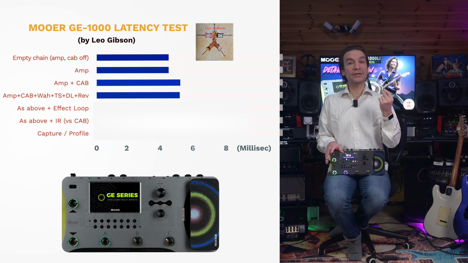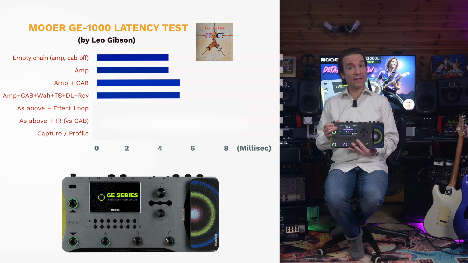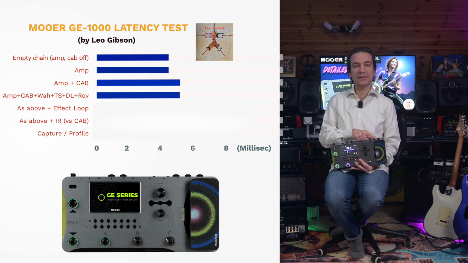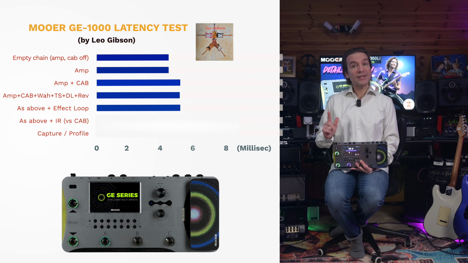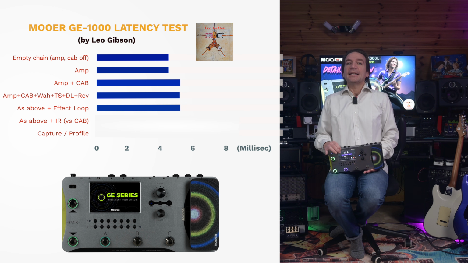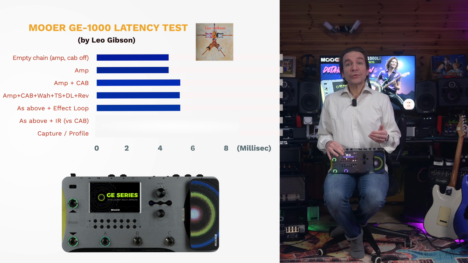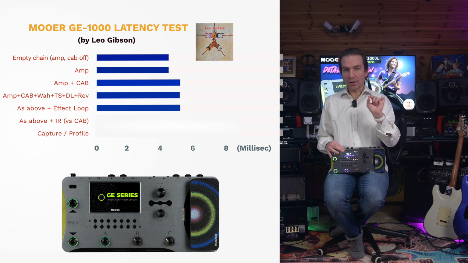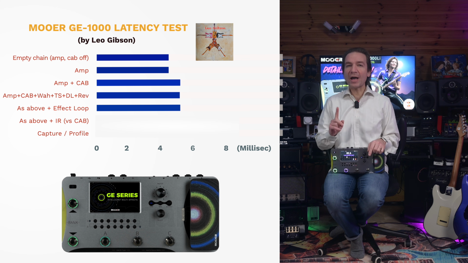Let's now check out the effect loop, jumping the send and return effect loop of the GE 1000 with a single cable, so no effects in the loop. Basically, the latency does not change. It does not change whether we use a send and return effect separated in the chain or we use a single block. Pretty interesting.